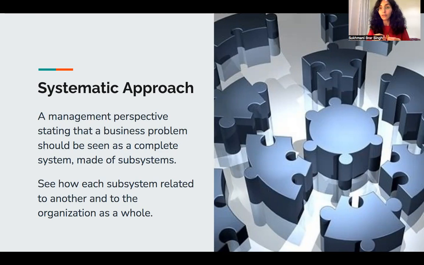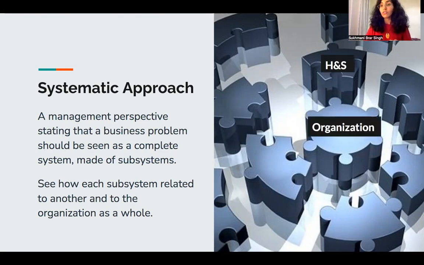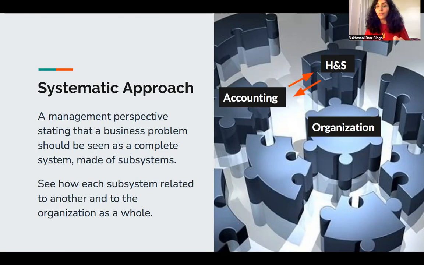So it's a very integrated approach, right? Just as an example, the different pieces of the puzzle or an organization would be the different departments. So health and safety and accounting. And these two systems would work together, and they would also work to reach an organization's overall objectives.